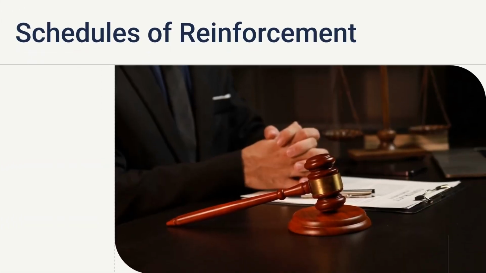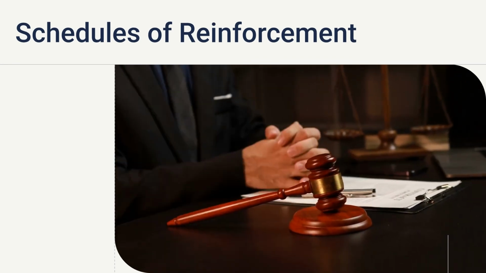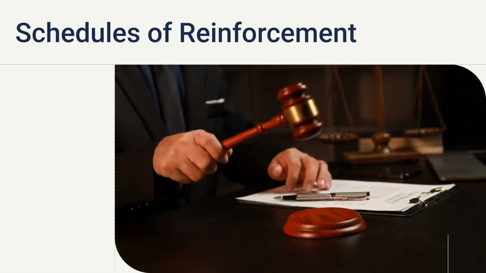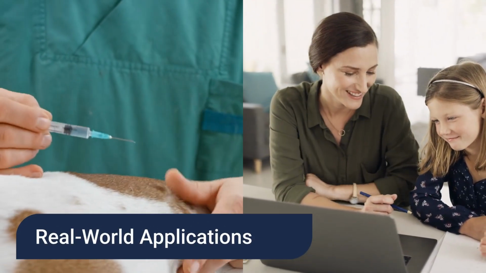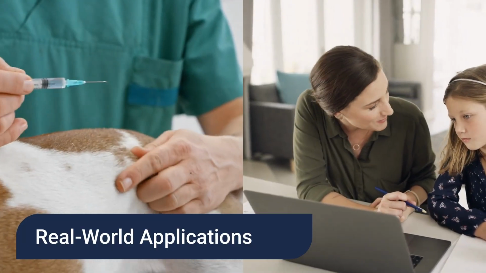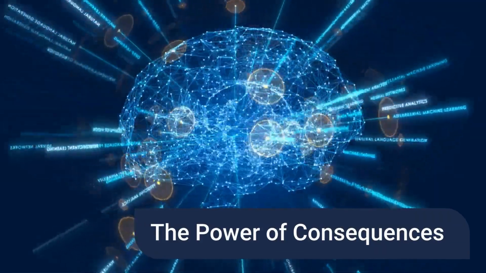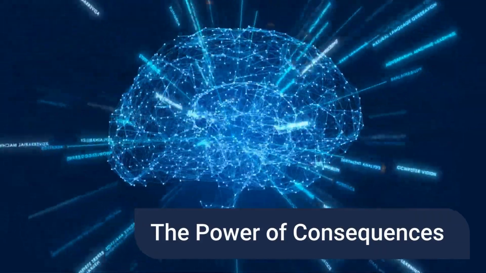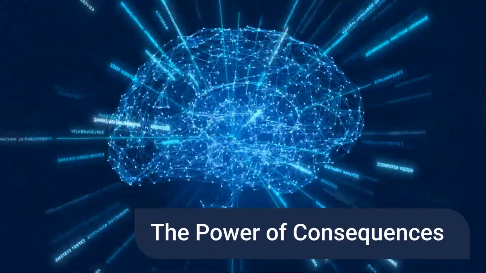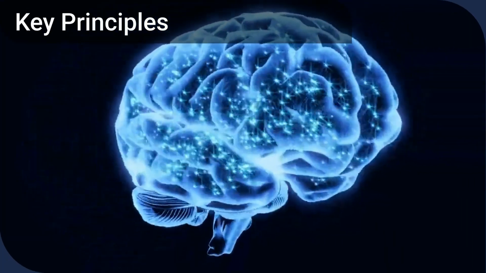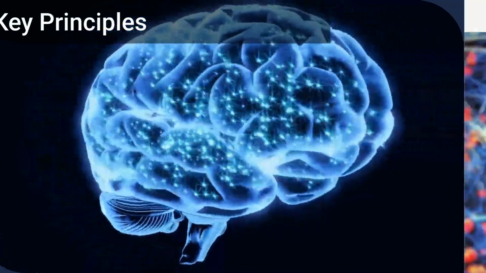How often and when reinforcement is delivered also plays a huge role. Different schedules of reinforcement can lead to varying rates and persistence of behaviors. Operant conditioning isn't just theory. It's seen in animal training, educational settings, and even in workplace dynamics to shape desired behaviors. Understanding operant conditioning helps us see how consequences profoundly influence behavior, offering powerful tools for learning and change. We'll explore the key principles and applications of shaping, chaining, and various reinforcement schedules.